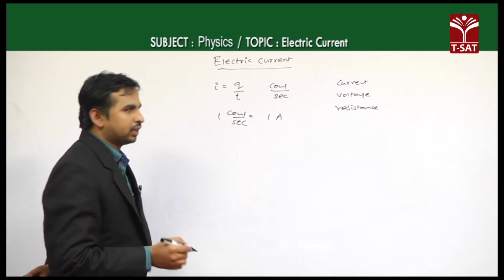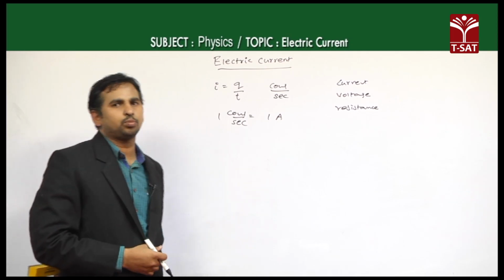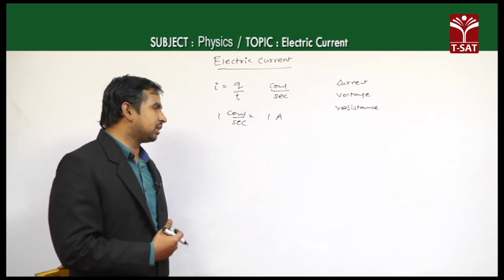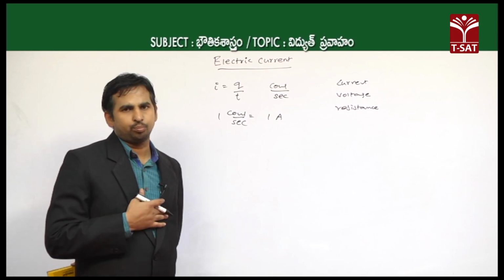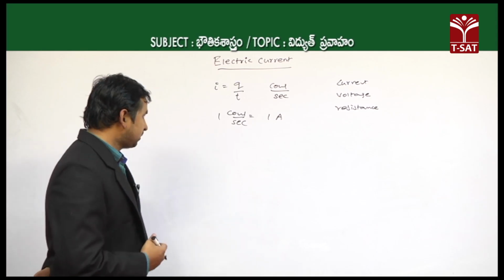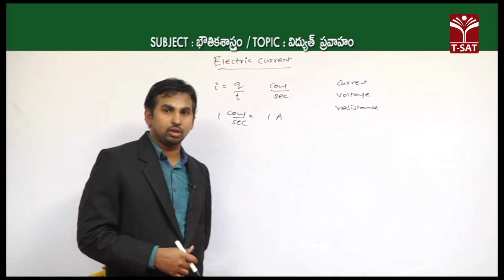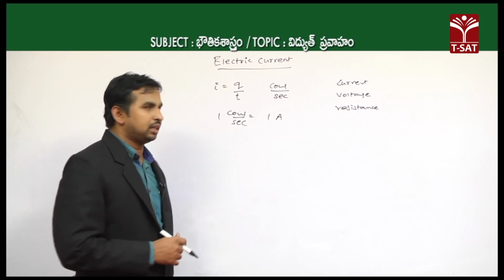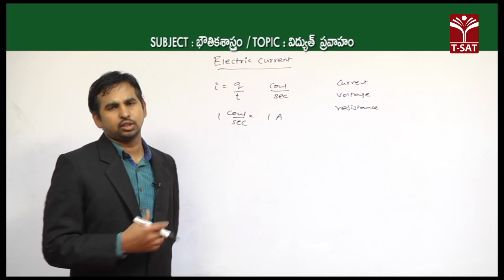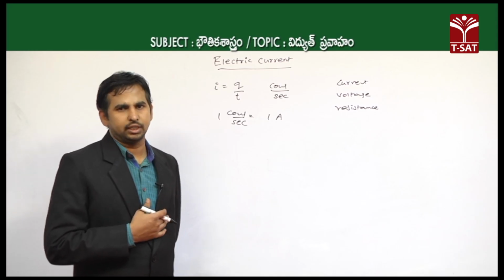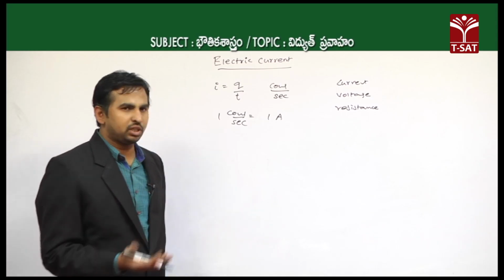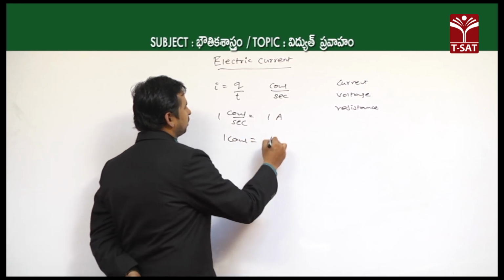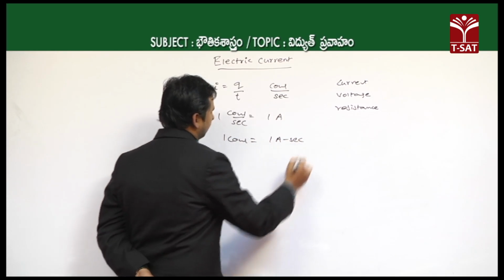1 ampere of current means if 1 coulomb of charge passes through a conductor for 1 second, then we can say the current passing there is 1 ampere. So 1 ampere of current is nothing but 1 coulomb of charge passing through a wire for 1 second. From this you can know that 1 coulomb of charge, you can also write as 1 ampere second.